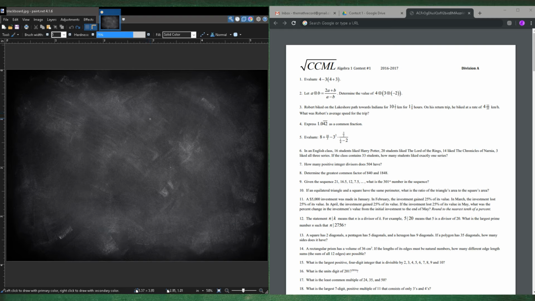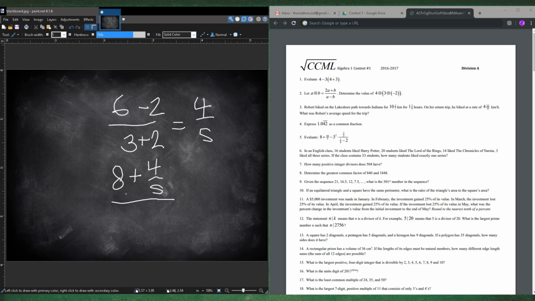2a plus b over a minus b. Determine the value of 4 of b of negative 2. 3 of negative 2, so that would make 6, and that will put negative 2 minus 2 over 3 minus 2, so that minus negative 2, which is 5. So this will get 4 over 5. So the first part of it is 4 over 5. So 4 over 4 over 5, that makes 8 plus 4 over 5 all over a, which is 8. Which is 4 minus 4 over 5.